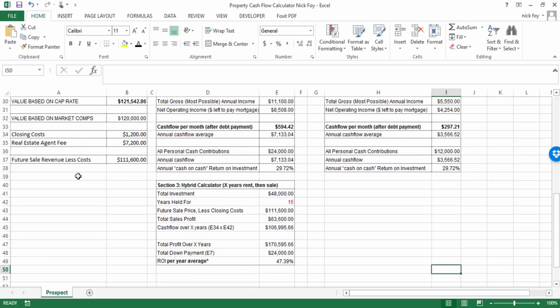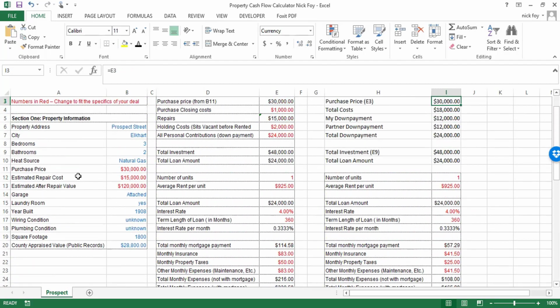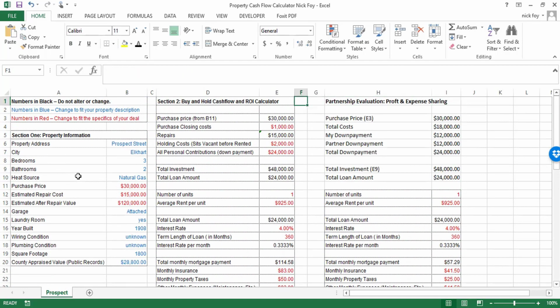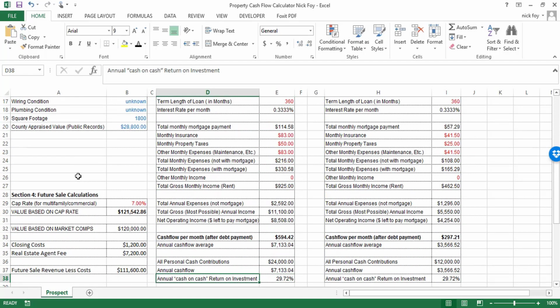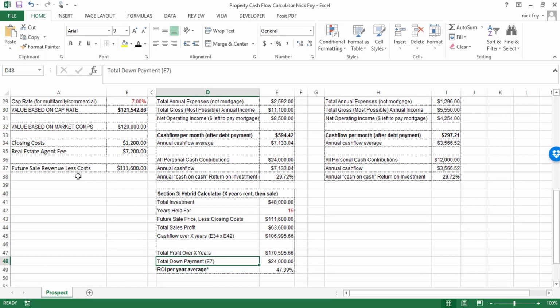So that wraps up this spreadsheet tutorial. As you can see, it's a pretty in-depth spreadsheet. You've got all your basic property information in section 1. Section 2 is going to analyze it as a rental. And then if you're flipping it, you could put in what kind of value you're going to get, and it'll calculate down here in section 3. Hybrid is what it's called, meaning it's adding in your rental plus your flip profits, and it's going to spit out a total ROI per year.